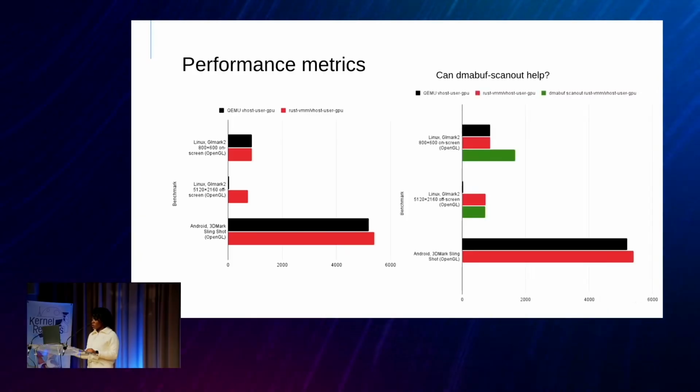So I started asking, can DMA-BUF scan-out help? DMA-BUF scan-out support was the recent support we added for virglrenderer in the vhost-device-gpu, and I also took metrics for that on Linux by running GLMark. The on-screen performance was really great, and I would say the off-screen performance also did well, compared with the previous version we had for the vhost-device-gpu, which is the green bar you see there.